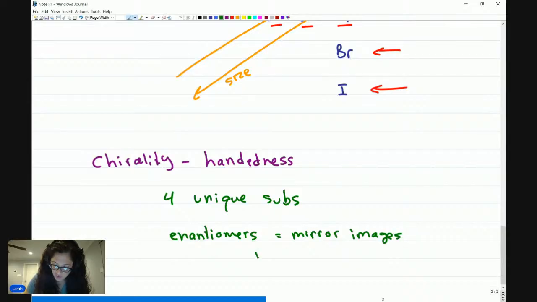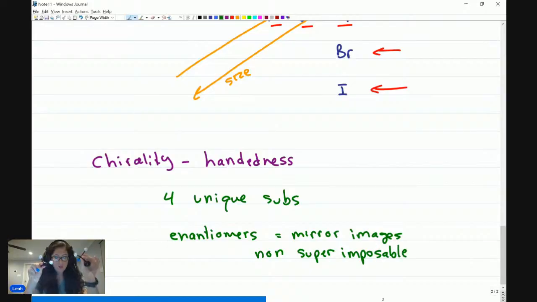And mirror images are considered non-superimposable. When something is superimposable, just like the molecule that had the 2 white, I can perfectly place one on top of the other. These are not chiral, not enantiomers, not mirror images. They are just superimposable molecules.